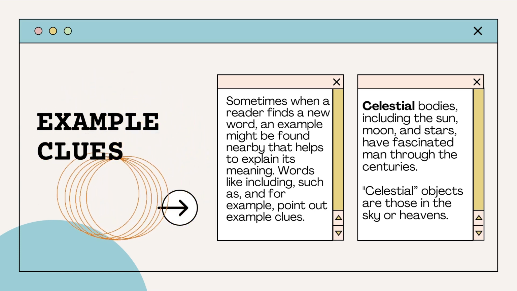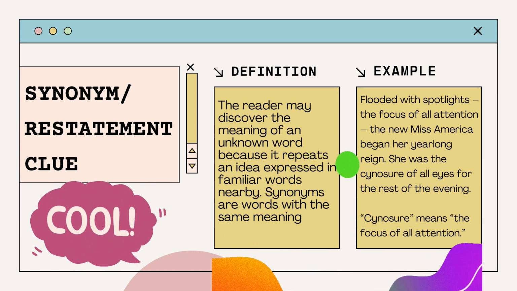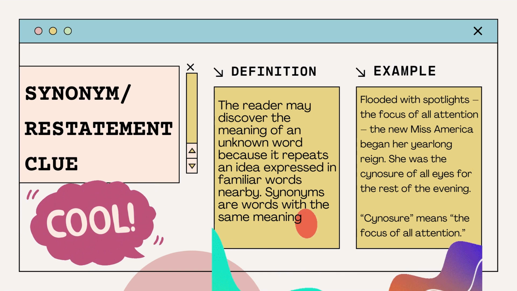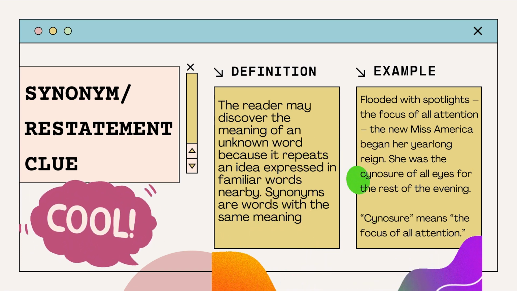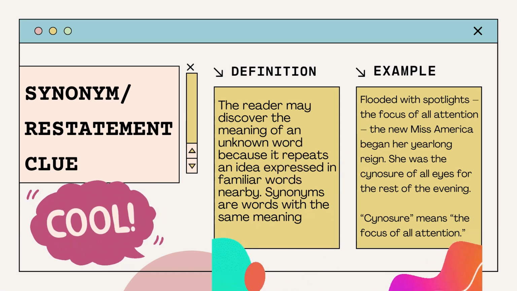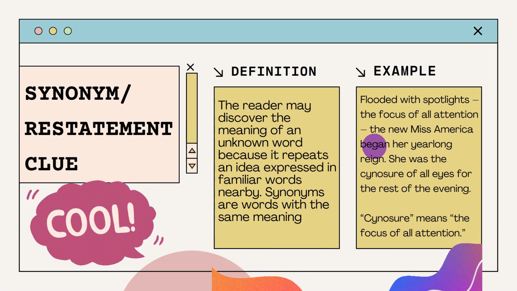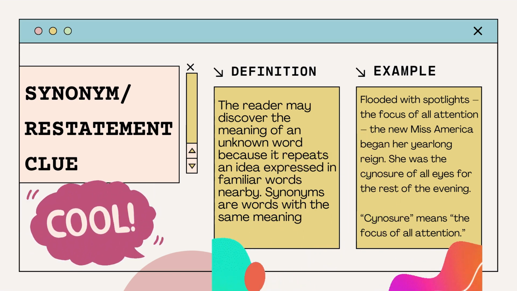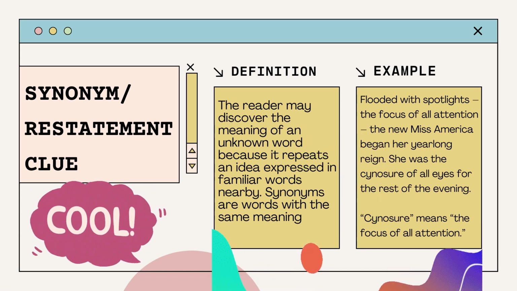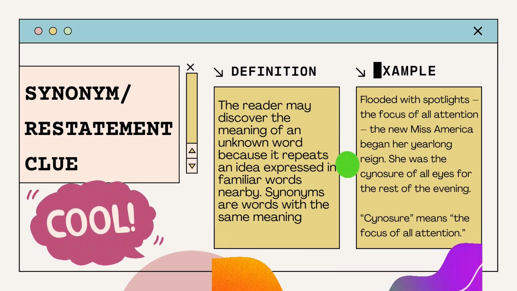Okay? Next, we have synonym or restatement clue. So you can discover the meaning of the unknown word because it is repeating an idea expressed in familiar words nearby. We can find it in the surrounding sentence. Try to check there the example. Flooded with spotlights, the focus of all attention, the new Miss America began her year-long reign. Shine, assure of all eyes for the rest of the evening. So it means they're focusing attention.